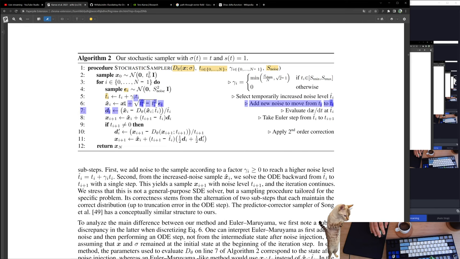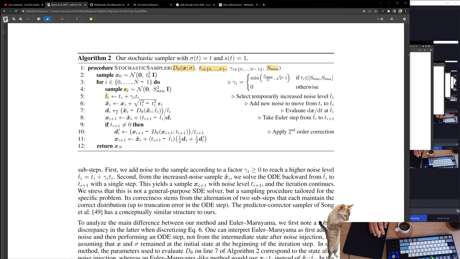We're gonna take our current image. We're gonna take a little step. Ooh, this is really hard to highlight. We're going to take a little step that is t_i hat squared minus t_i squared times this epsilon. So we're basically adding a little bit of noise.